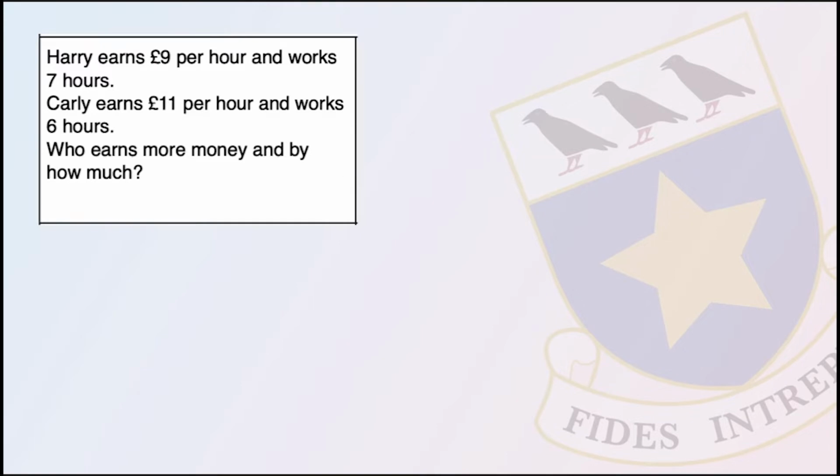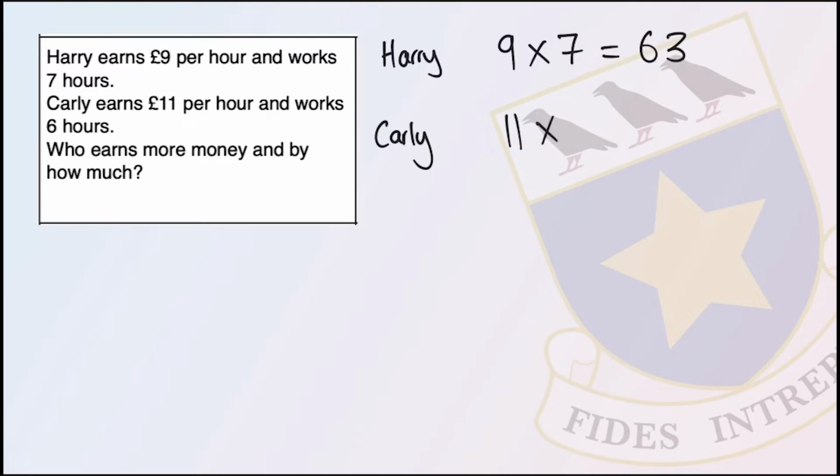So to work this out, we've got a couple of things we need to calculate. We need to calculate how much Harry earns and how much Carly earns. Harry is going to earn £9 per hour, and he's going to do that for 7 hours. So that's 9 times 7, and 9 times 7, of course, is 63. Carly is going to work at £11 per hour, and she's going to do this for 6 hours, and 11 times 6 is 66. So who earns more money? Well, Carly earns more money, and she earns £6 more.